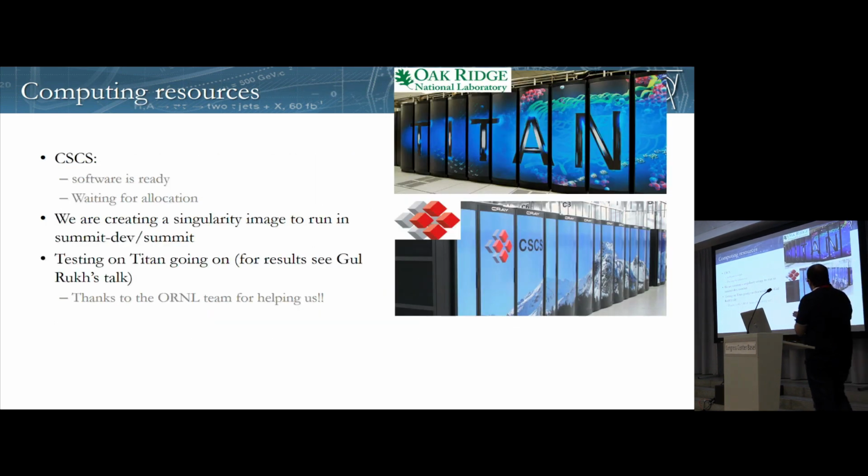On which resources we are running or trying to run: some months ago, we applied for an allocation at CSCS. The software is ready, but we are still waiting for it. We are creating a Singularity image to run on Summit, but we are only running today on Titan. Some results will be shown, I think, in the next talk. I would like to thank the Oak Ridge people for helping us.